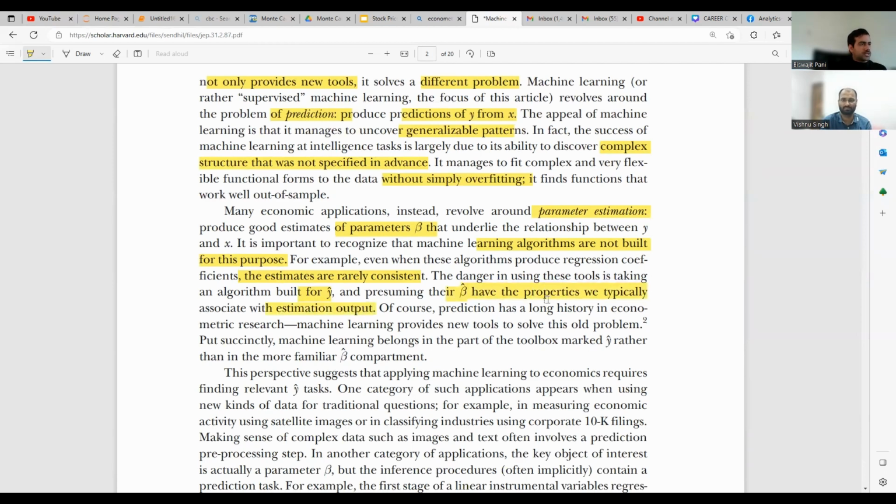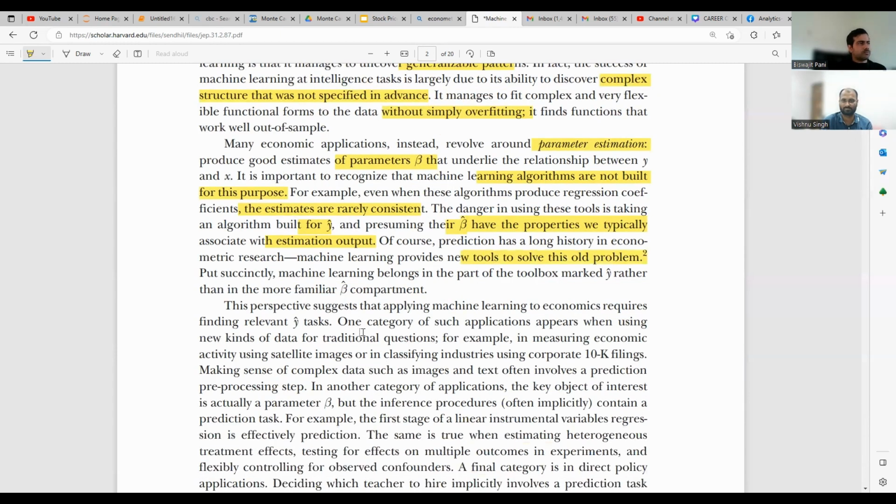Of course, prediction has a long history in economic research. He is acknowledging that predictions are also important in economic research, especially in finance, right? Predicting stock prices and stock returns. Machine learning provides a new tool to solve this old problem. What he's saying is that machine learning will complement that.